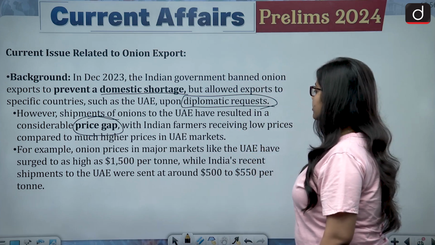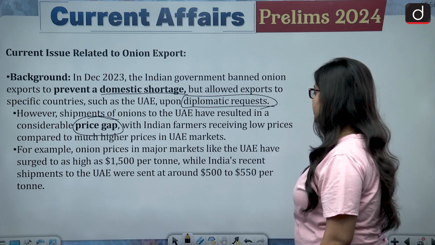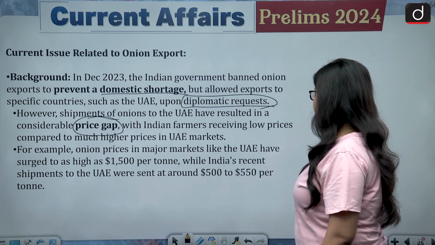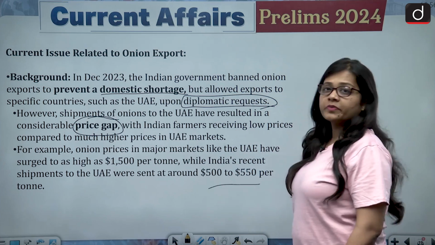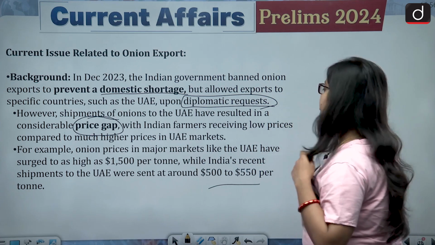Onion prices in major markets like the UAE have surged to as high as 1,500 per ton, while India's recent shipments to the UAE were sent at around 500 to 550 per ton. The export from India is not able to get the desired benefits.